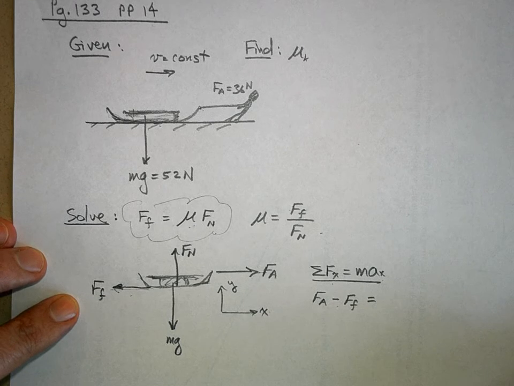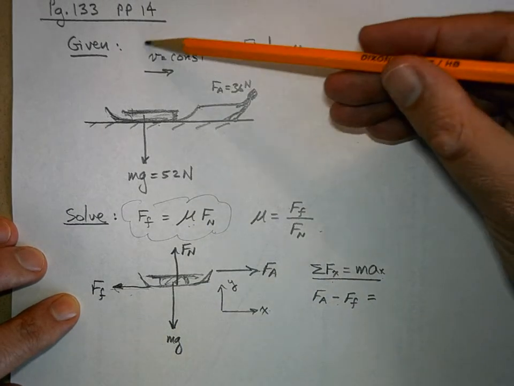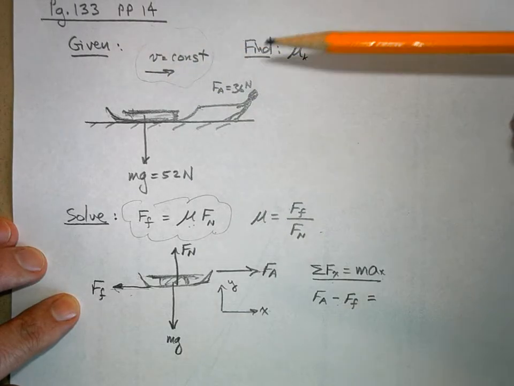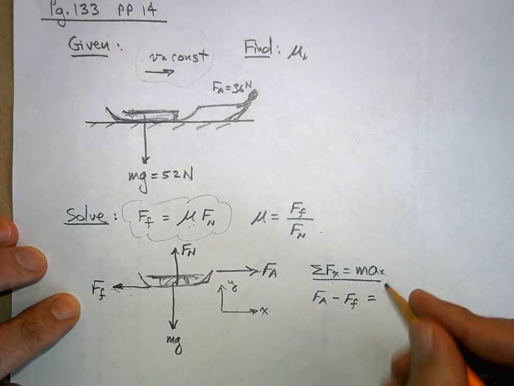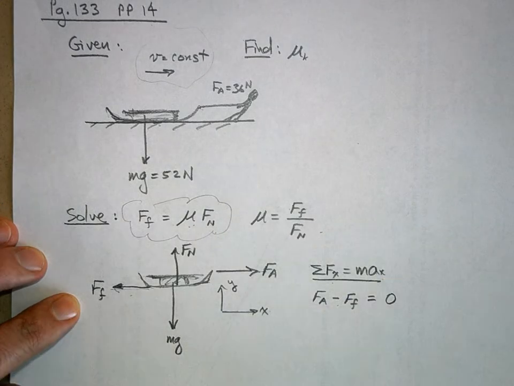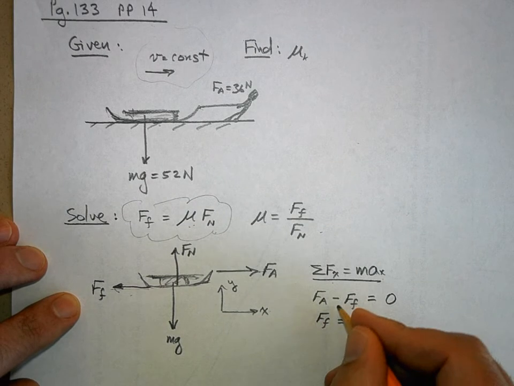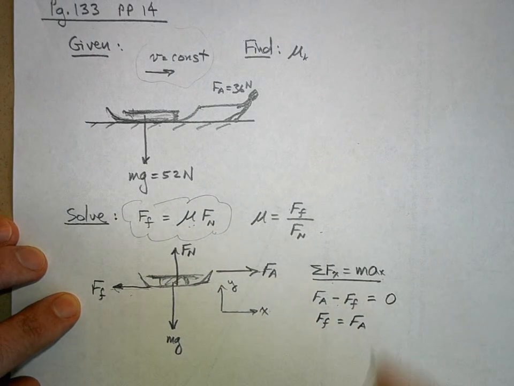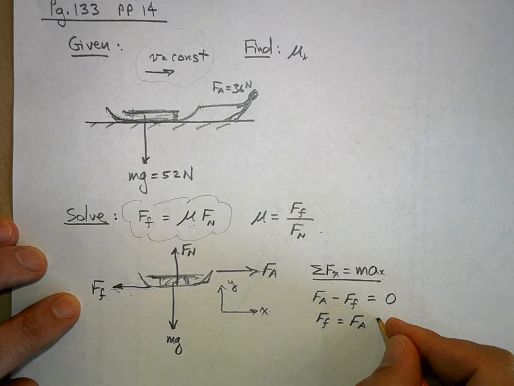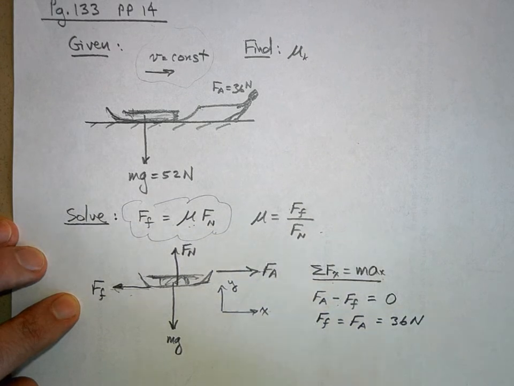It would be 0, exactly, because my velocity is constant. It was given to be constant. So this is 0, which makes the whole thing 0. And all this says is, hey, my force of friction is going to be equal to my applied force. Well, that's going to be 36 newtons. So that's nice to know.